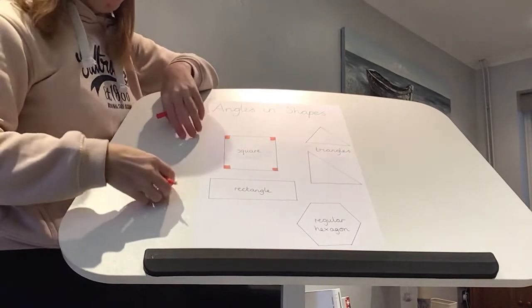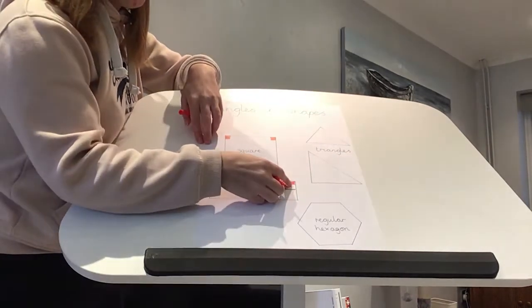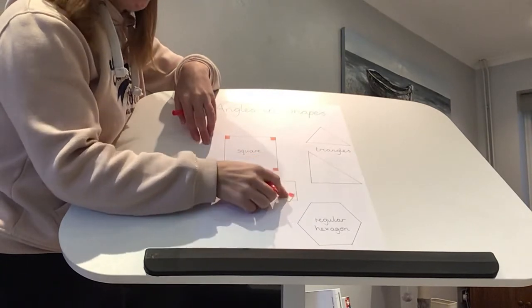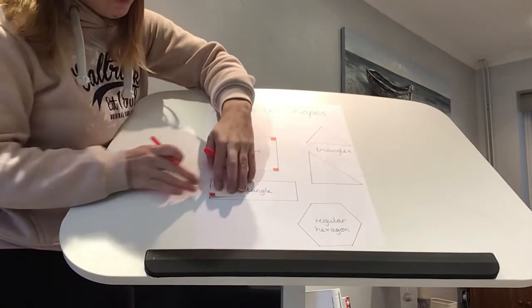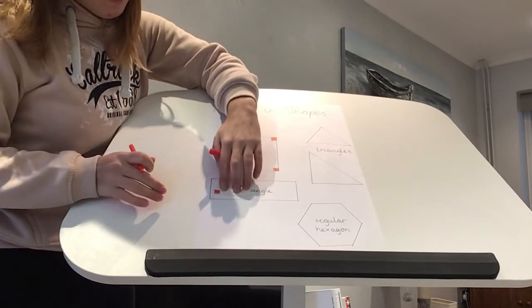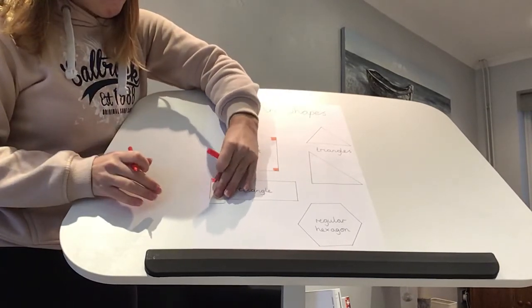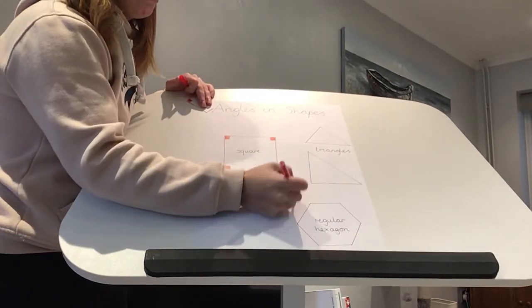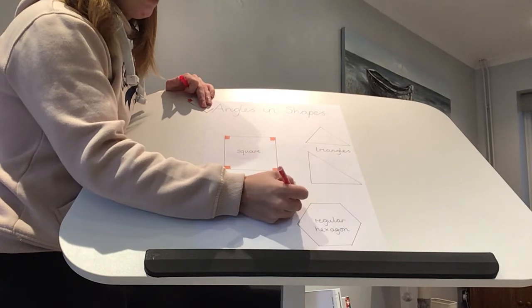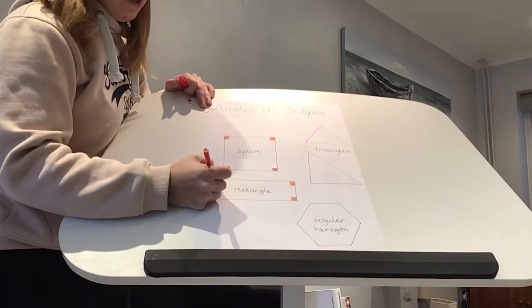The rectangle should have the same number. Yep, there's a right angle in that corner, there's a right angle in that corner, there's a right angle in this corner, and finally a right angle in that corner, because the difference between a rectangle and a square is the length of the sides.